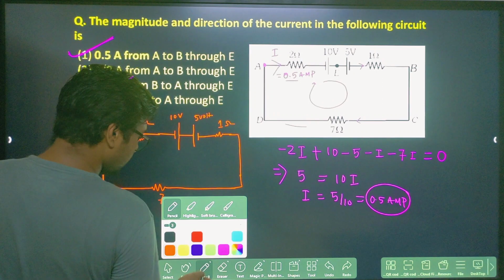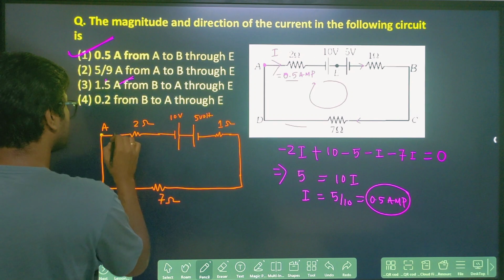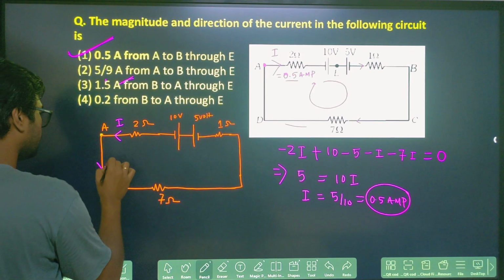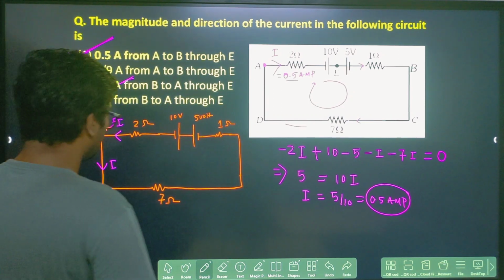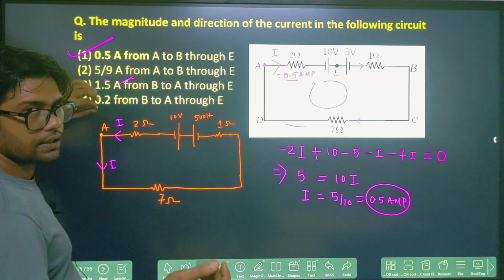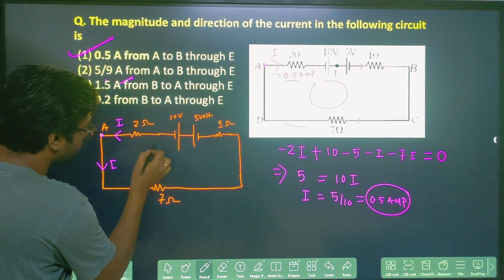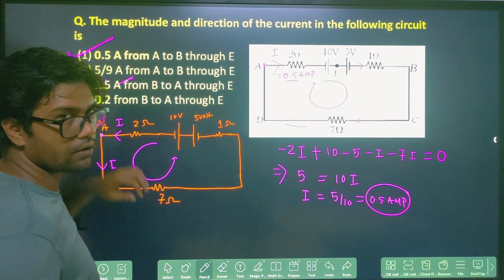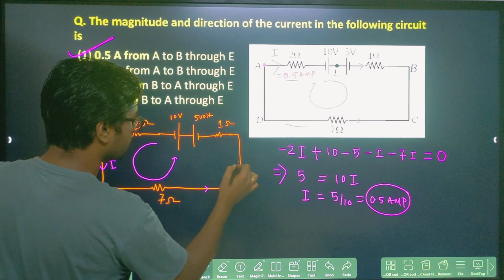Now I imagine the current is in the opposite direction. Here we had taken it along this direction. Let's take the current I along this direction. Clear? Now choose a point as a starting point. Let's say I choose this point A again as the starting point, and the loop I am taking like this. This time anti-clockwise, because the current is flowing along this direction. Clear?